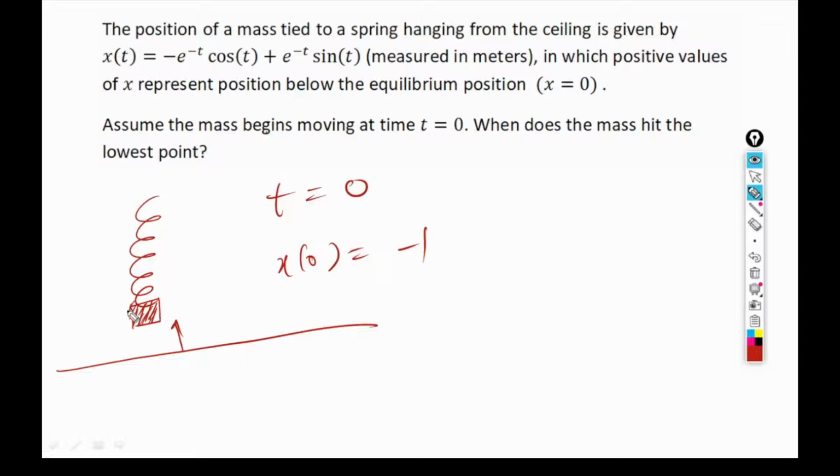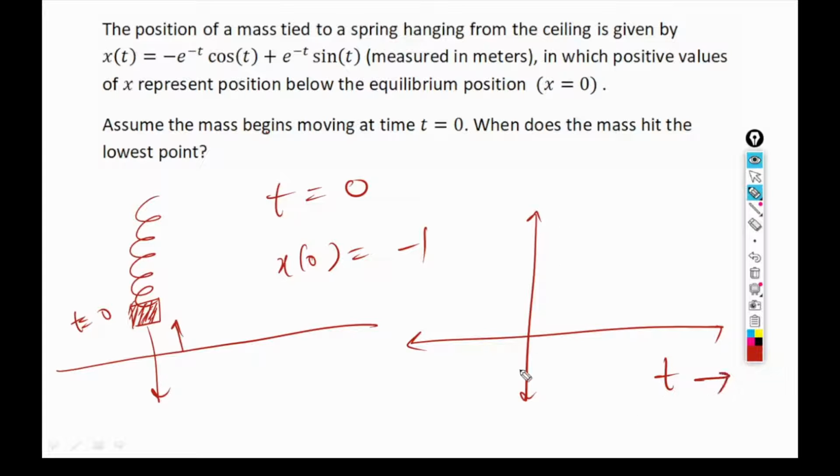Okay, now we are going to drop this mass at t is equals to 0, then it will come down. The amplitude of the oscillation is getting smaller and smaller as t tends to infinity due to loss in energy. That's why, if we plot the graph of x against time, let's say this is time and this represents the value of x. Then at t is equals to 0, x is -1, so we'll start from here.